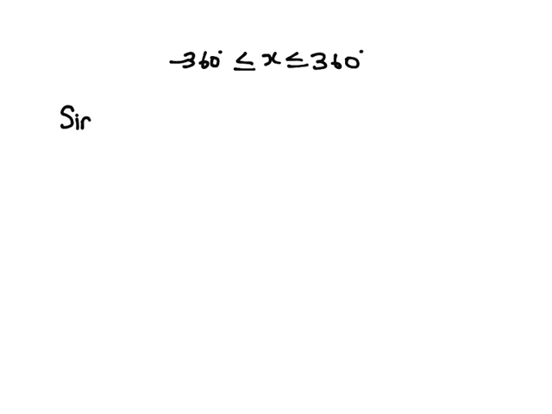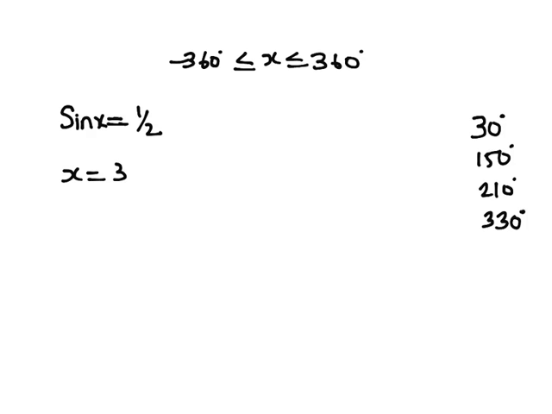sin x equal to half. Okay, now what are the angles associated? What angle will give you half? We know that sin 30 will give you half. So 30 degrees, 150, 210 and 330 degrees. Since sin x is positive here, obviously it has to be in the first and second quadrant. So x is 30 degrees, or it can be 150 degrees.